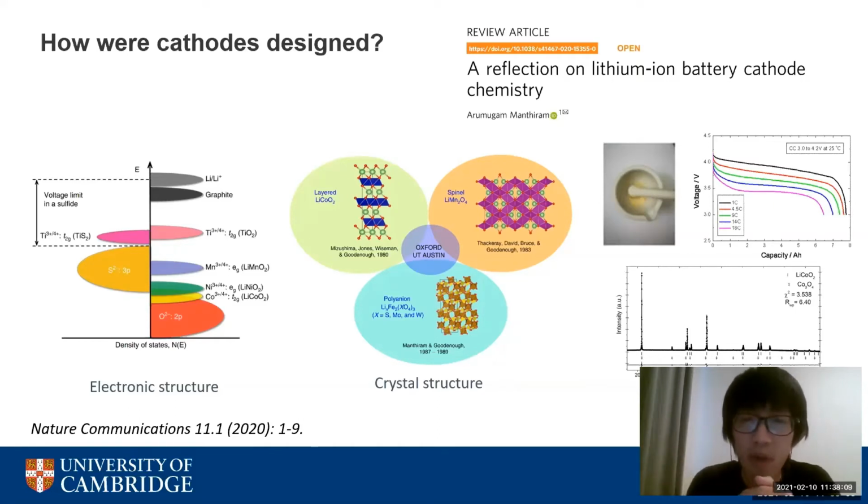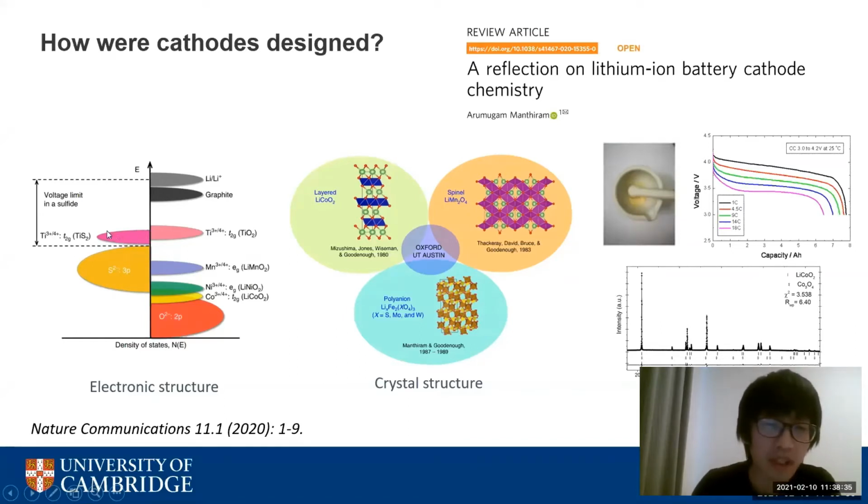So before we talk about how we use AIRSS to search for new cathodes, let's look at how people did it historically. In the early days of lithium battery research, people actually used titanium sulfide as a cathode, and it kind of works, but the energy density is really low because the voltage of the cathode is really low.